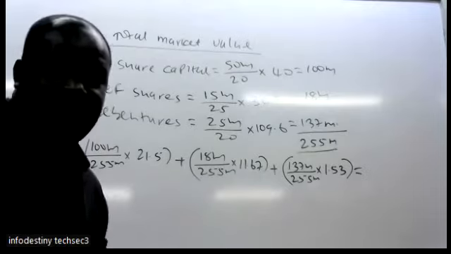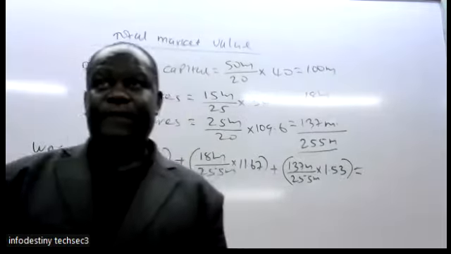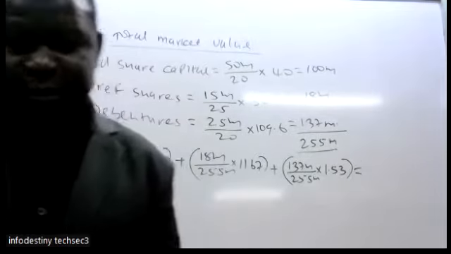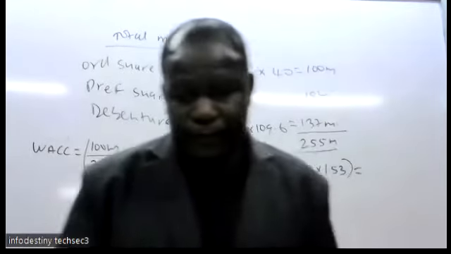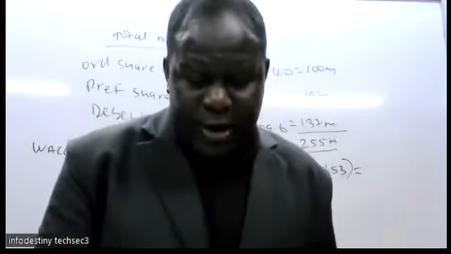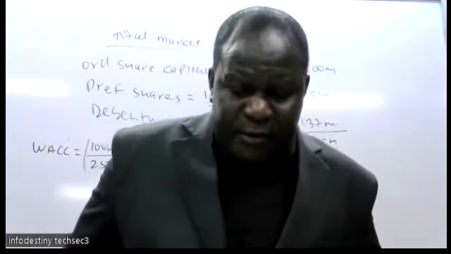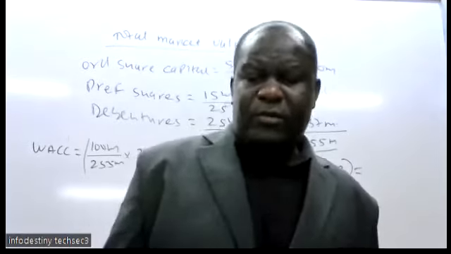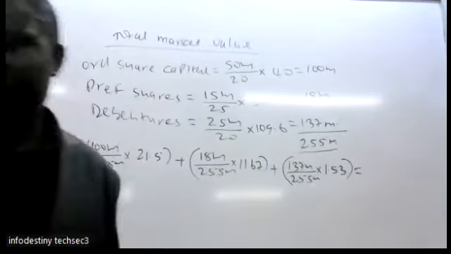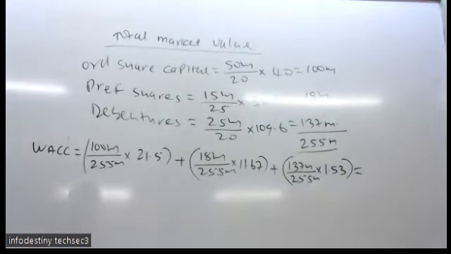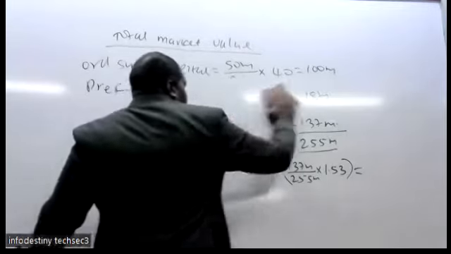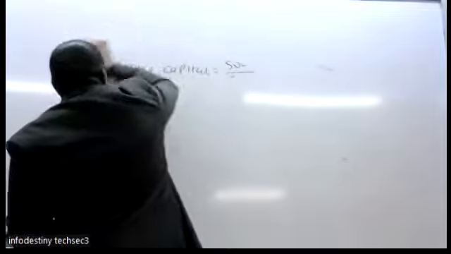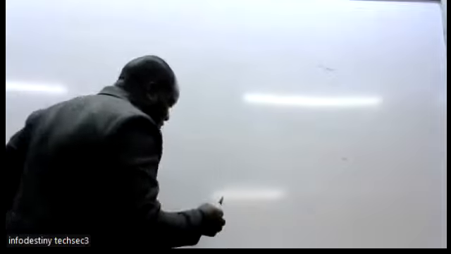So we are getting each figure. 10.08. So now we go to a brief subtopic as weighted marginal cost of capital. We have been dealing with the weighted average cost of capital. So we got the weighted marginal cost of capital.